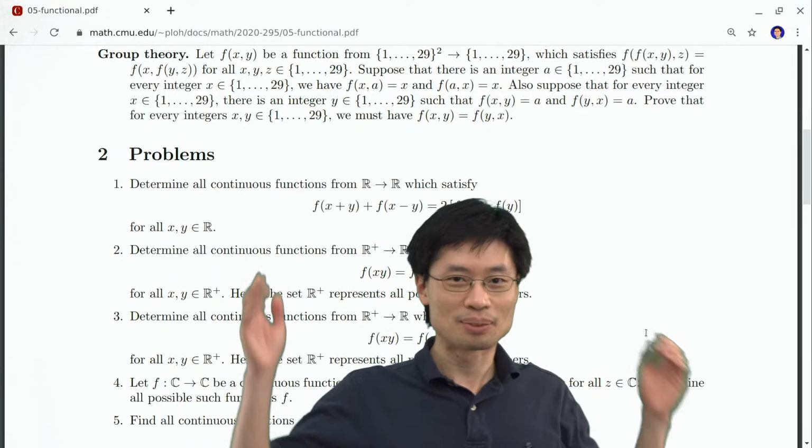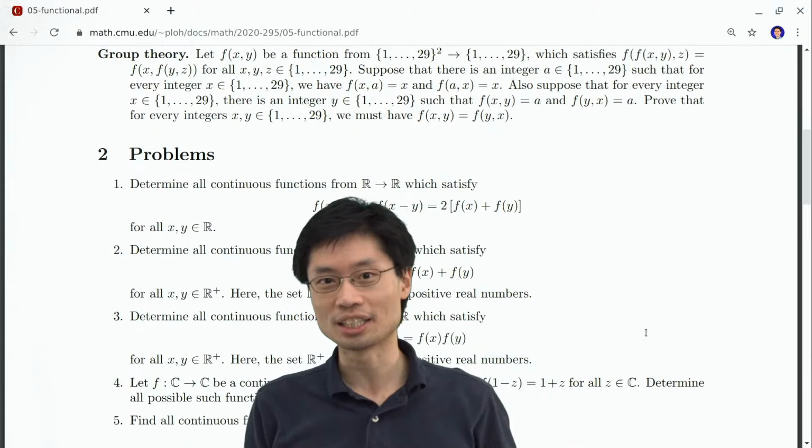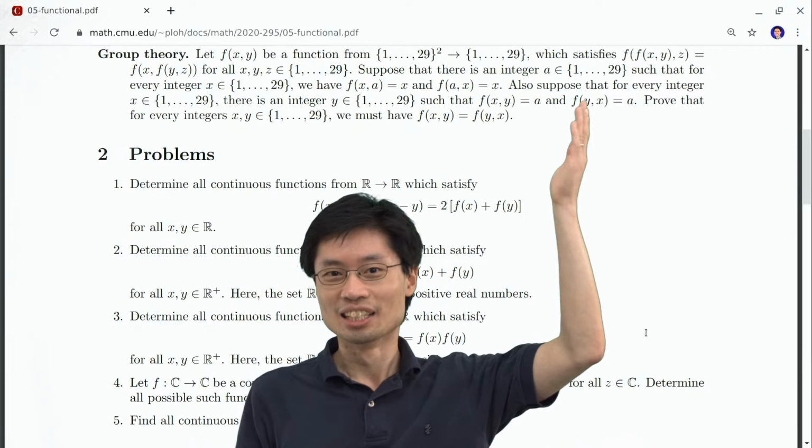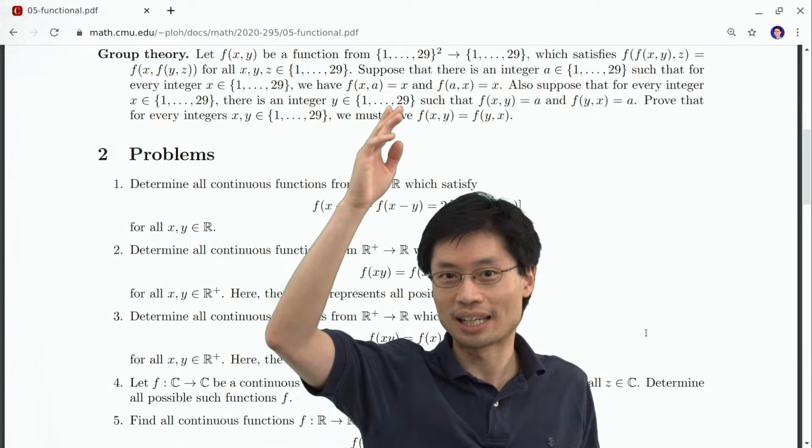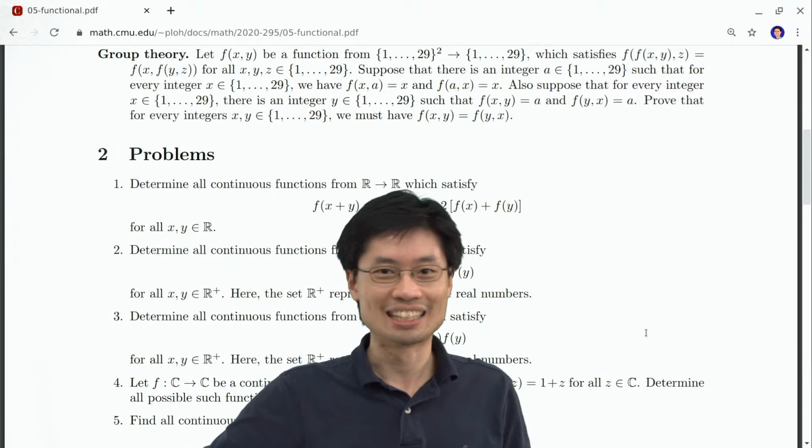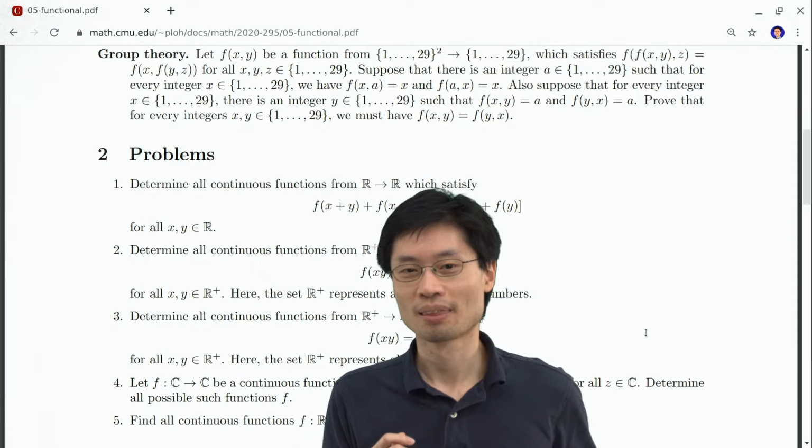We can write it as functional relations. And if I keep reading this, what is this saying? Suppose there's some other integer a, so that if you have any other x at all, then if you take f of x and a, you get x back, and if you take f of a and x, you get x back. If anyone wants to raise hands, what's this about? Rajiv. It sounds like the identity of this function. Right, we're basically saying that there's an identity here.